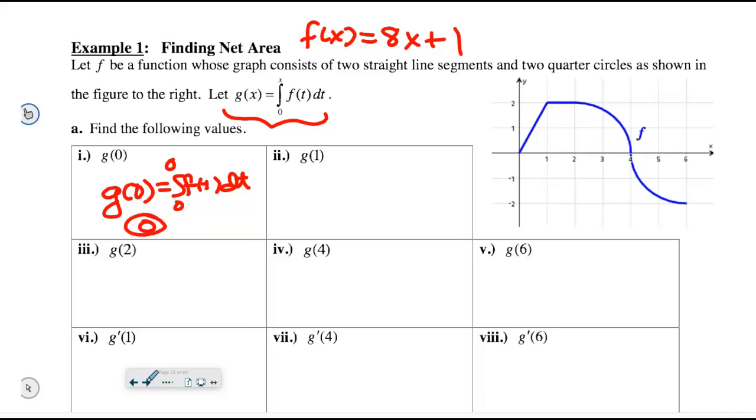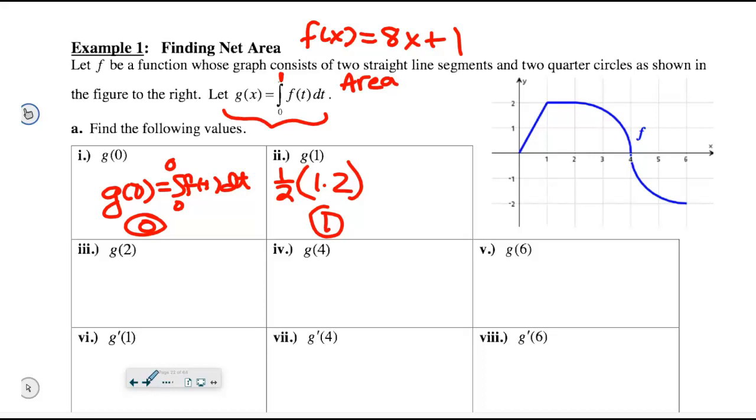G of 1 is just saying now integrate from 0 to 1. So that's easy. I just look at that and I say from 0 to 1, there's a triangle, a 1 by 2 triangle, and I need to take half of it. So I just say 1. So I want you to write right here, area. The G function is just area. So you've been doing this, it just now has different notation.